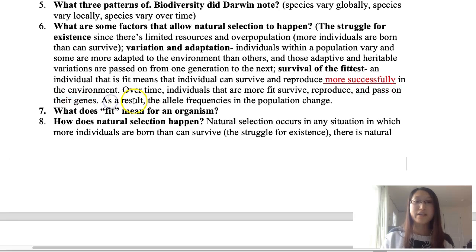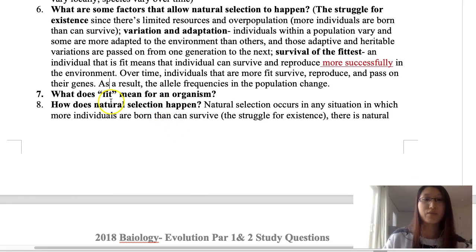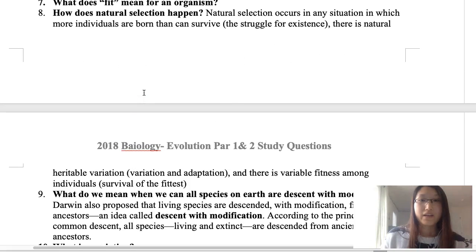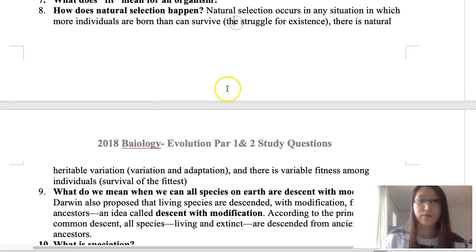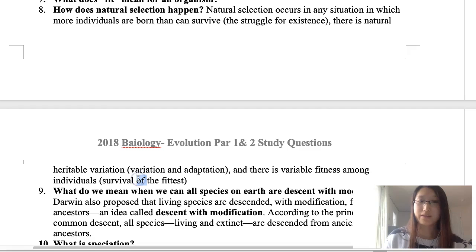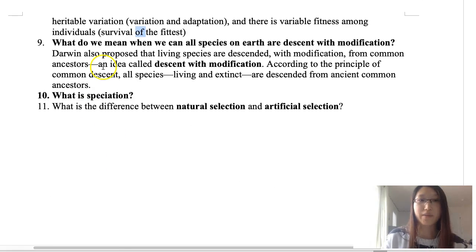As a result, the allele frequencies in the population change. So if we go from big A, little a of 70-30% to big A, little a 50-50, that's an allele frequency change within the population. So we know fit. A few more words. We talk about struggle for existence. It's all good. Now, almost done.